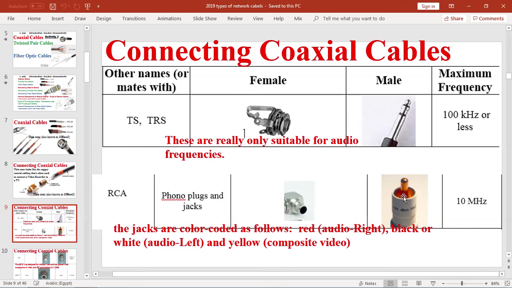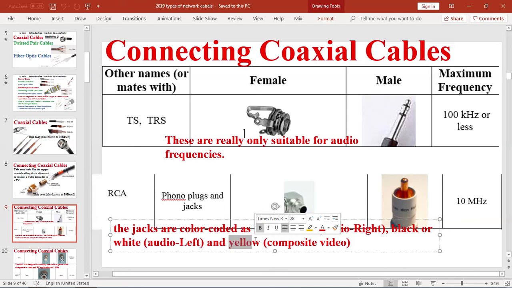We see it in the TV, white or red. So the red and the white are used for audio. The red is for the right speaker, and the white or black for the left speaker, and the yellow is for the video signal. Okay, so these are two types.